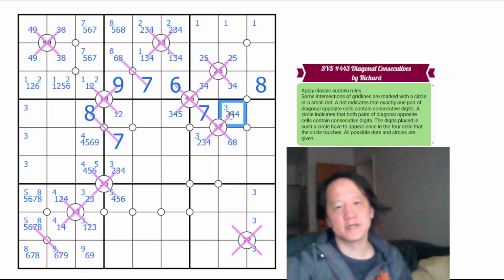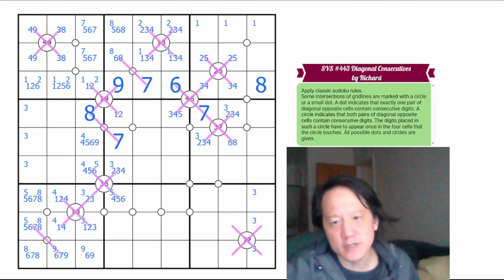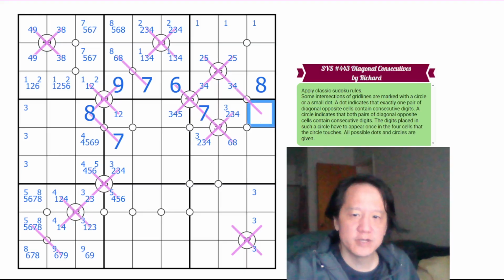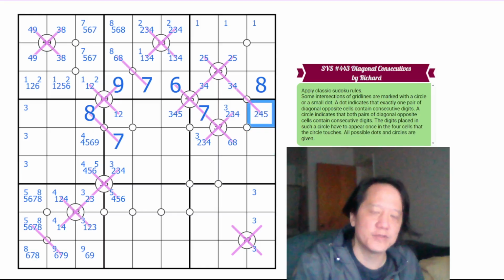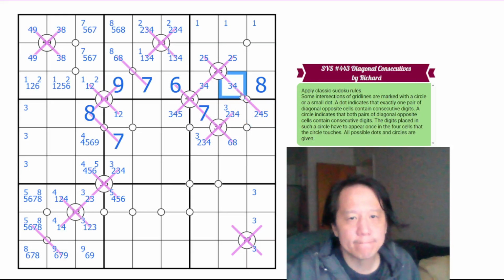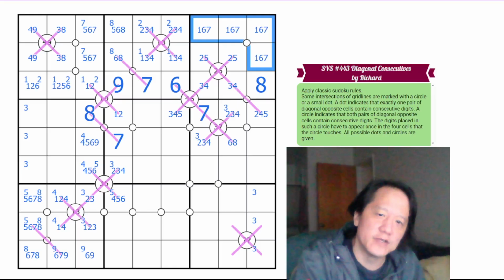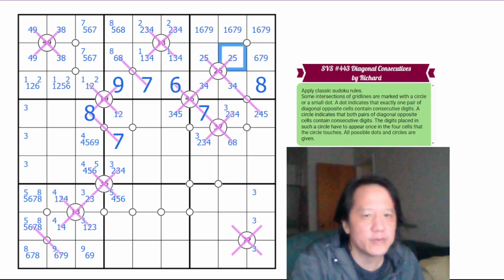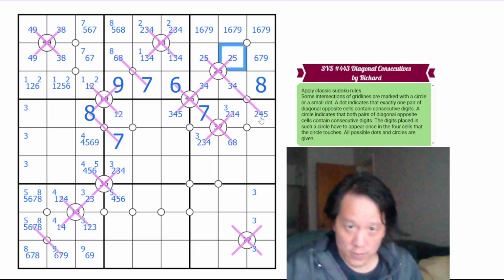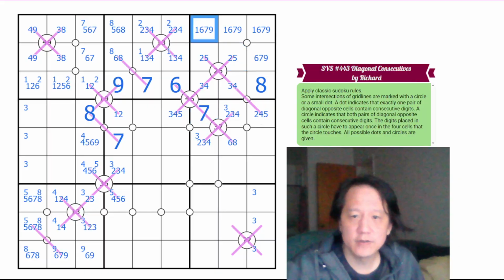8 is not going to be consecutive with 2, 3, or 4. So these must be consecutive here. To be consecutive with 3 or 4, it's 2 through 5. Cannot be 3 here. 2 or 5. So the remaining digits in box 3 are 1, 6, 7, 9. And 1 cannot be here because of the 1 here. This 5 also eliminates 5 here. 7 eliminates 7 here.